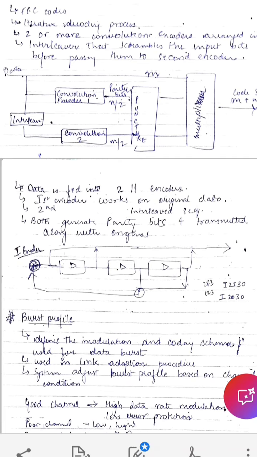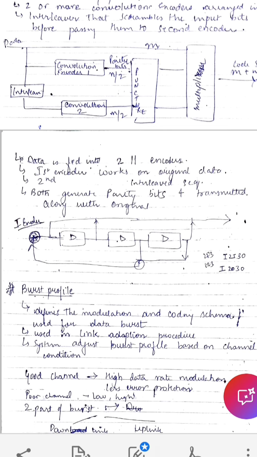Hi guys, today we will be learning about another concept in wireless communication, that is turbo codes. Turbo codes are forward error correction codes with an iterative decoding process, which uses two or more convolution encoders arranged in parallel. It also has an interleaver that scrambles the input bits before passing them to the second encoder.